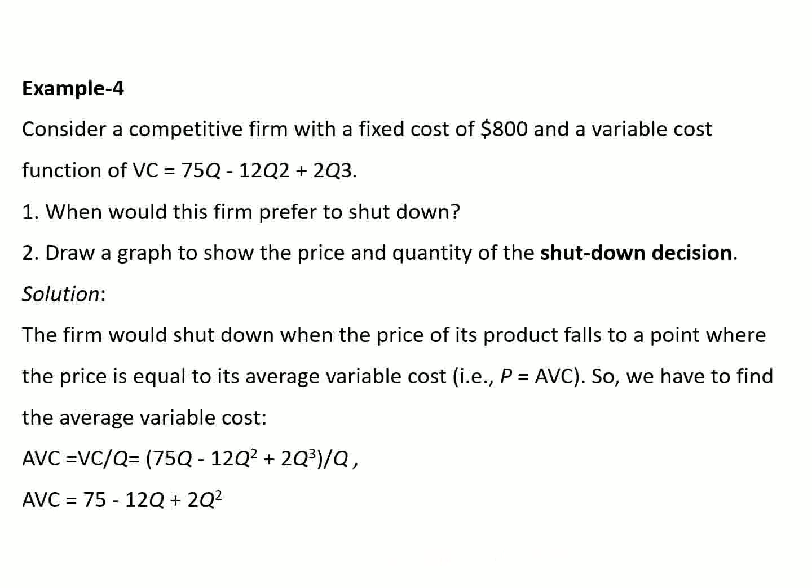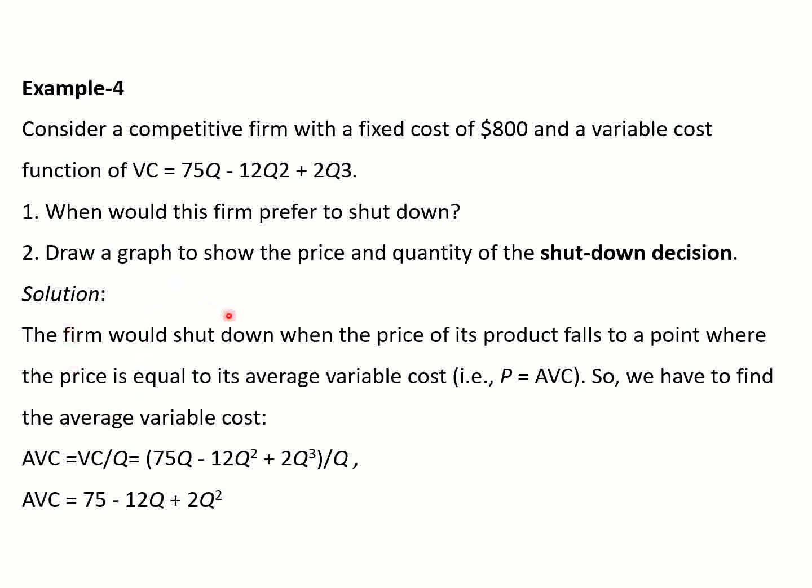Let's move to the fourth example. Consider a competitive firm with a fixed cost of $8,000 and a variable cost function. Total cost can be calculated by adding the fixed cost to the variable cost, which is equal to 75Q minus 12Q square plus 2Q cube. The first question is, when would this firm prefer to shut down? And the second question is, draw a graph to show the price and the quantity of the shutdown decision.